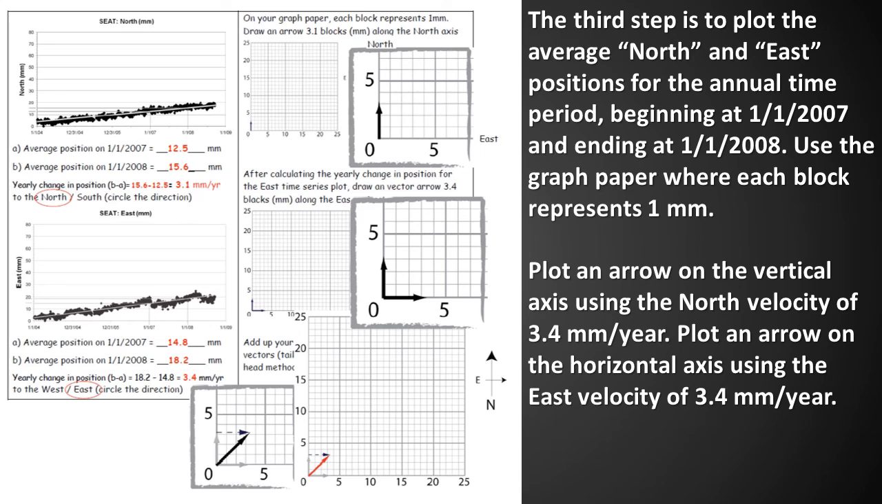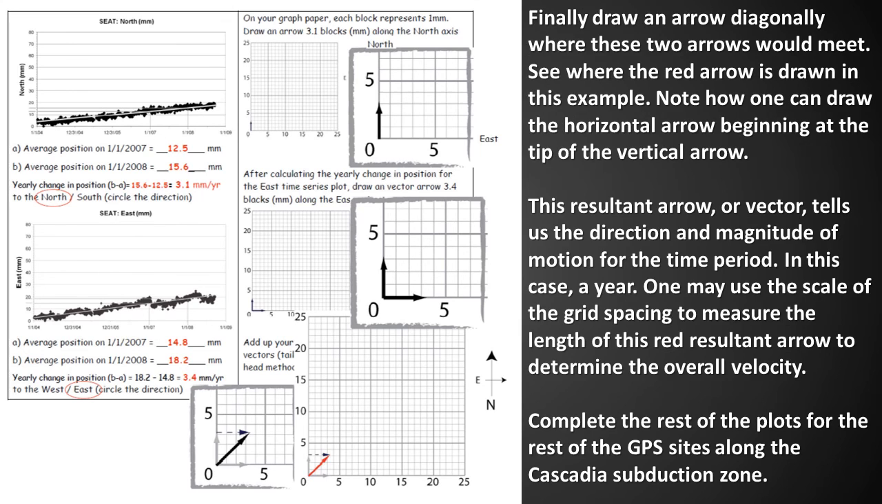The third step is to plot the average north and east positions for the annual time period beginning January 1st, 2007 and ending January 1st, 2008. Use the graph paper where each block represents 1 millimeter. Plot an arrow on the vertical axis using the north velocity of 3.4 millimeters a year, and plot an arrow on the horizontal axis using the east velocity of 3.4 millimeters per year. Finally, draw an arrow diagonally where these two arrows would meet.